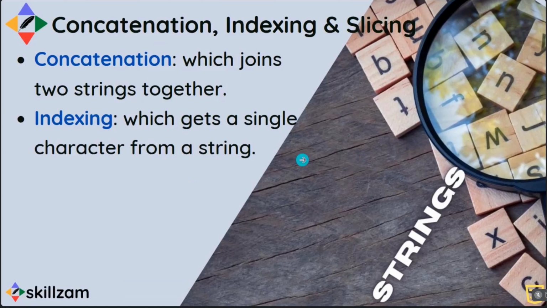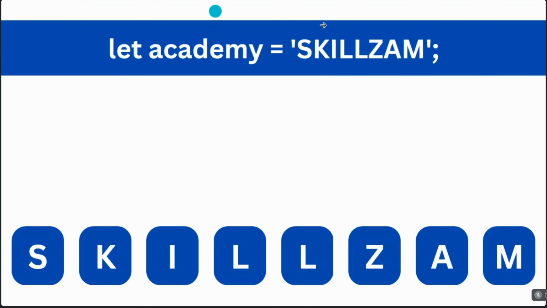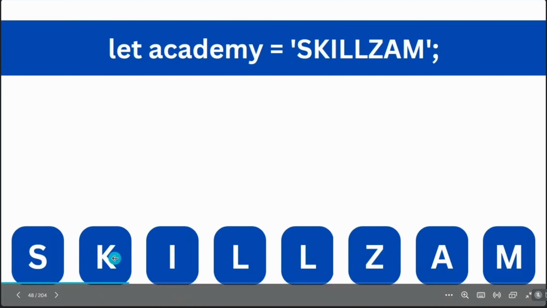Again, every single character in a string is arranged in a particular sequence. Like if you see this example, let academy is equal to skillzam. That is what we saw yesterday as well. And here what we are saying, these individual characters which become the string are skillzam. Okay, these are the characters.